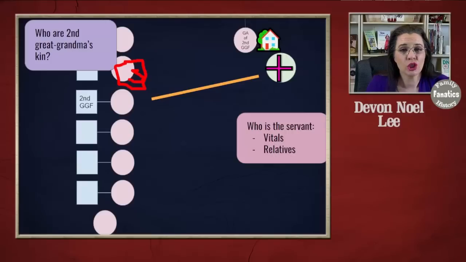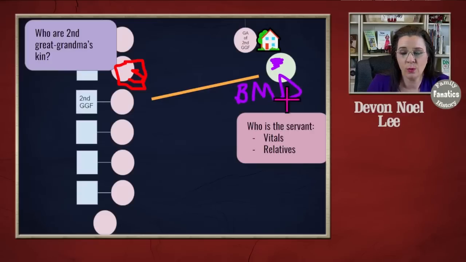That leads us to our next set of questions, which all relate to servants. We need to find out when she was born, when she was married, and when did she die. All of those are her vital events. So we then need to see on these different records, do we figure out any relatives or potential relatives?